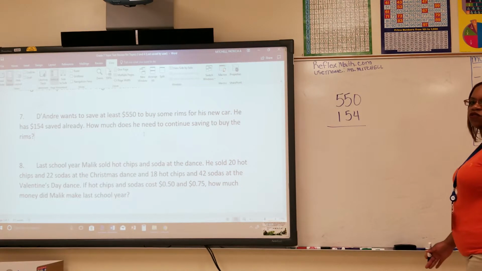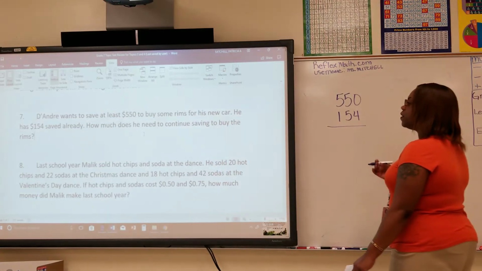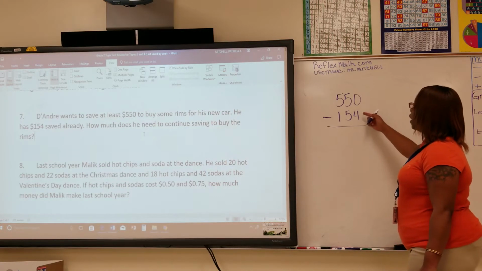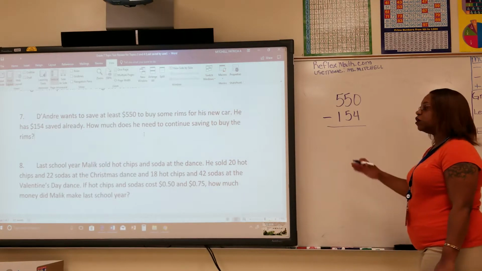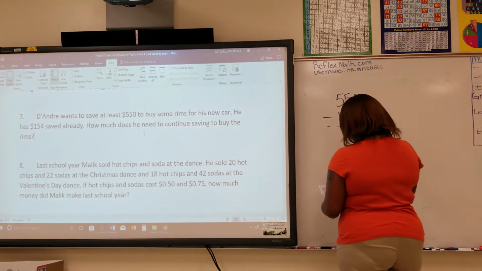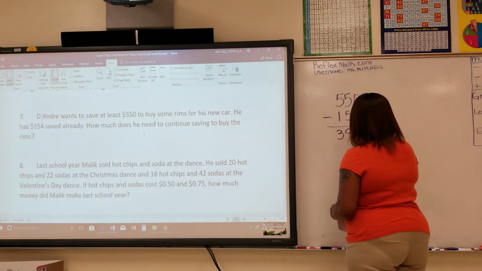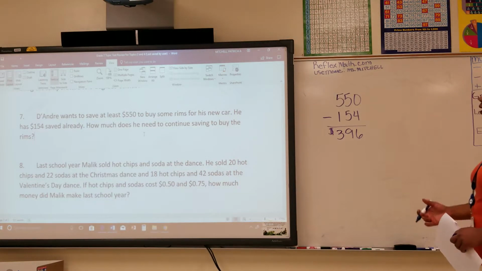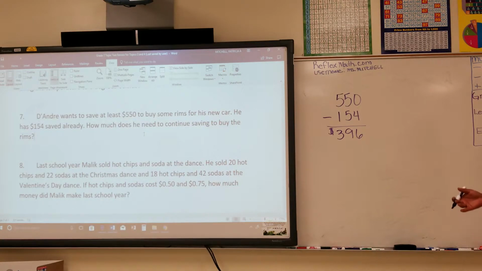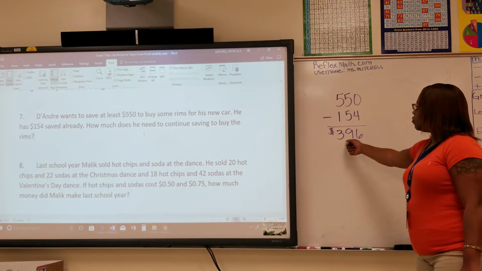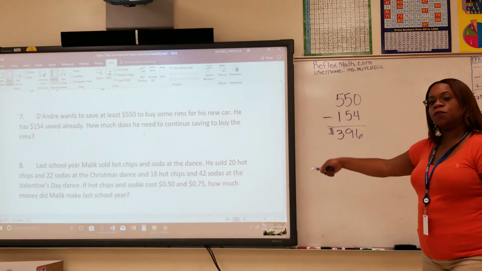But the rims are $550. So therefore we need to find the difference between $550 and $154. So therefore we are going to subtract. And when we do, we'll have $396. So therefore, he needs to save at least $396, okay? So when they say at least, that means that he can save $396 or he can save more.